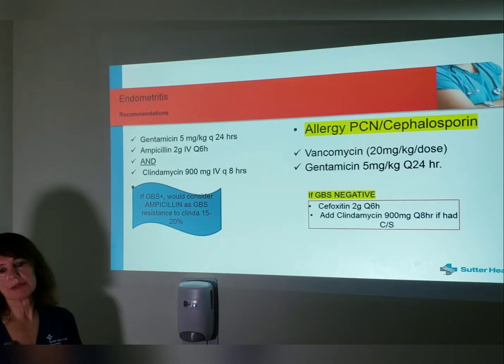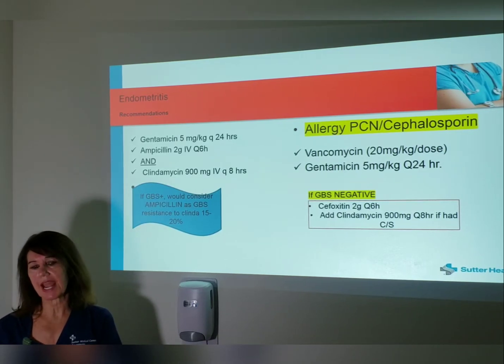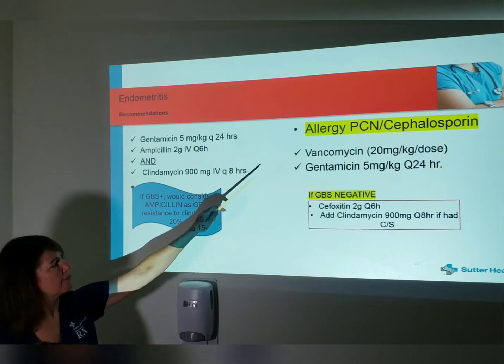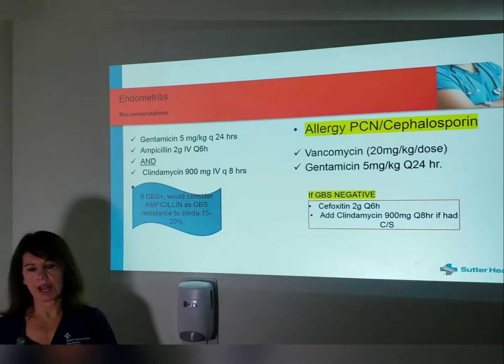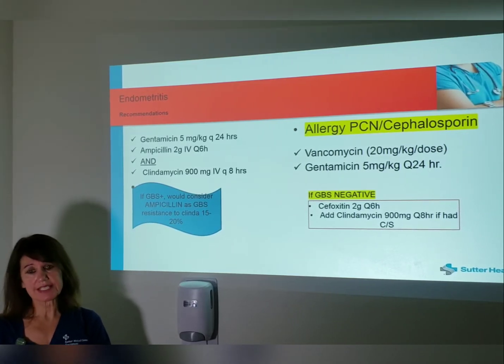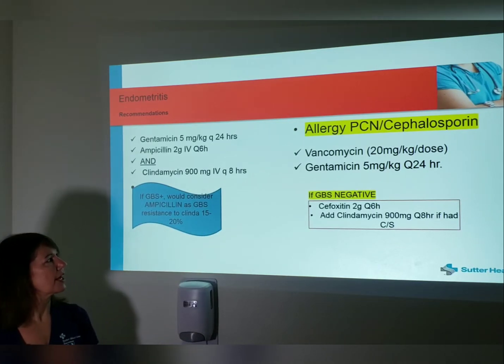AMP and GENT is still going to be your antibiotics for vaginal births. You're going to want to add the clindamycin if you have a cesarean birth. For allergies to penicillin or cephalosporin, you're going to want to consider vancomycin. And these are all in your order set. I'm just kind of explaining it to you. The gentamicin is also another good choice.